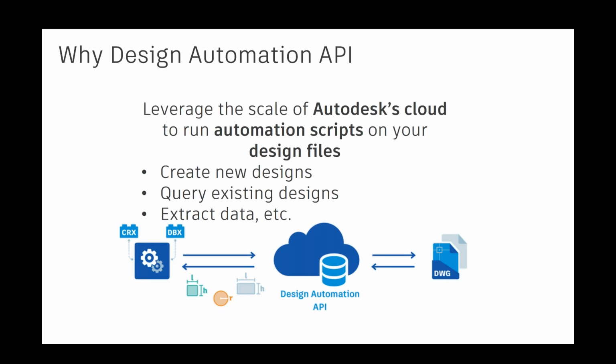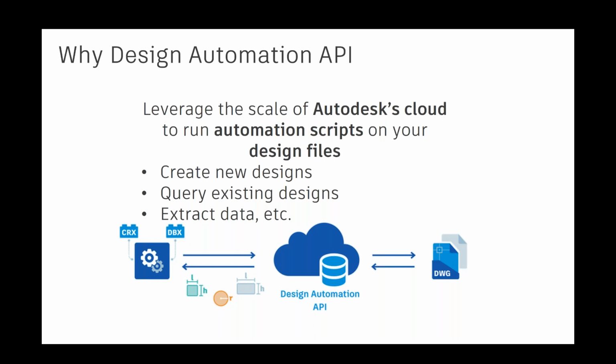So really wanted to just do a little bit of an overview of design automation. This is all about leveraging the scale of Autodesk Cloud to automate your workflows. Specifically, this started with AutoCAD and the idea of AutoCAD I/O, which eventually became the design automation API in Forge. This is all about processing DWG files with engines in the cloud so that you give it an input, run it through some scripts, and generate some output, right?